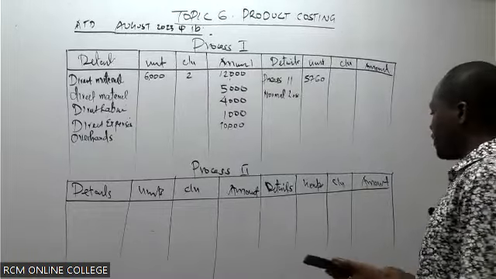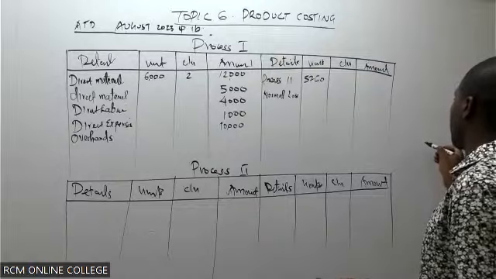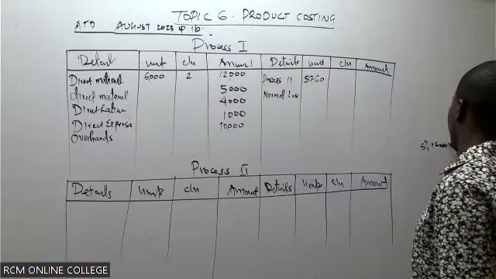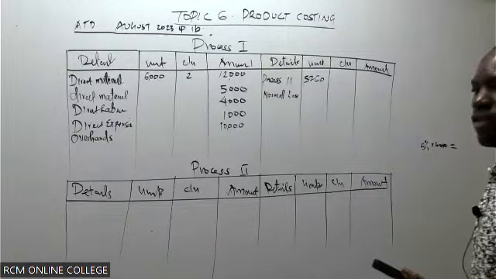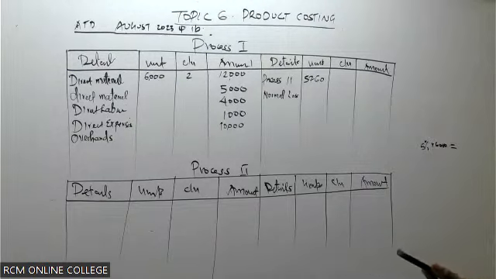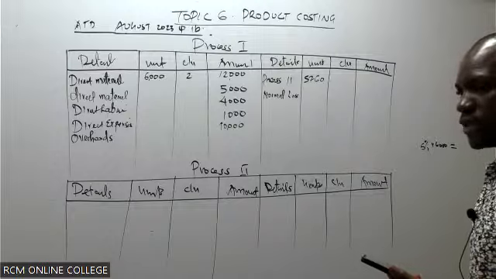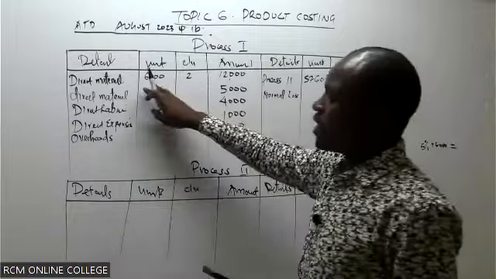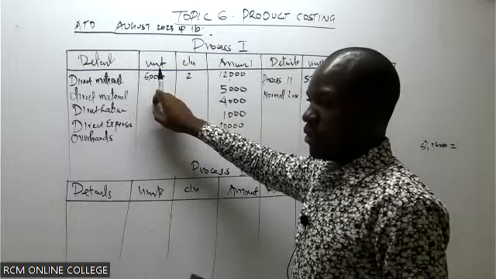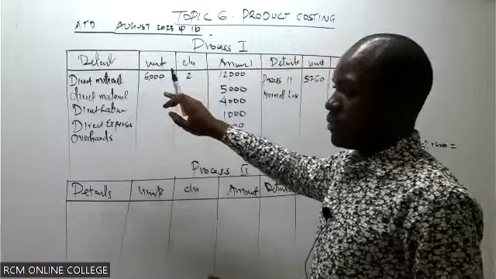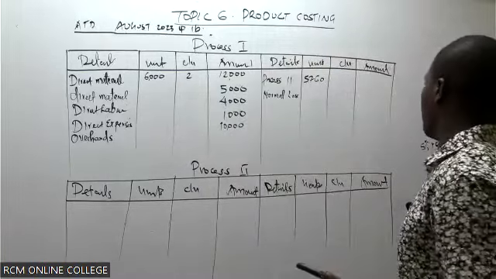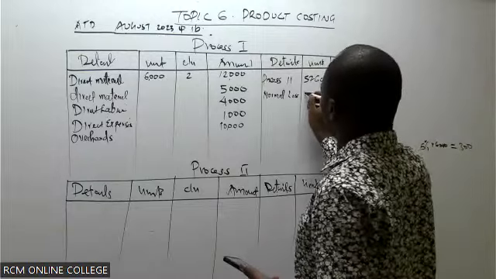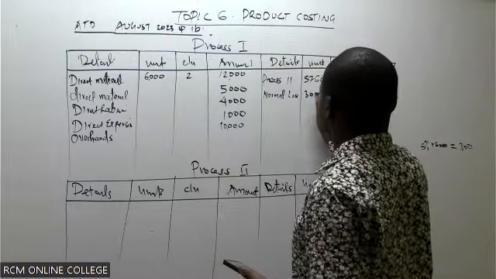So can someone give us 5% of the input, which is 6,000? 5% of our input is how much? 3,000? No, you are lying to me. Remember, this is 6,000 units. So 5% will be 300 units. We expect to lose 300 units under normal circumstances.